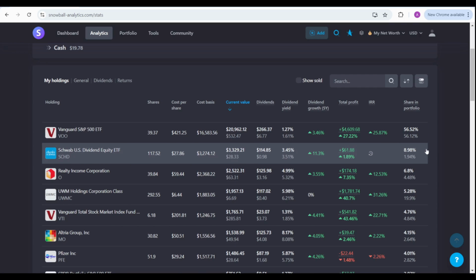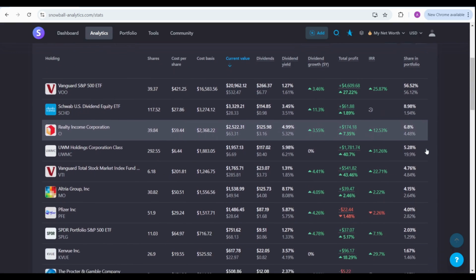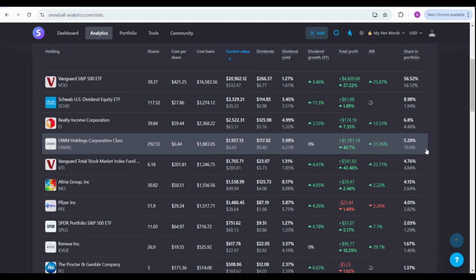But then if you scroll down, not many positions are much higher than 5%. I mean, only Realty Income and UWMC are over that 5% mark.